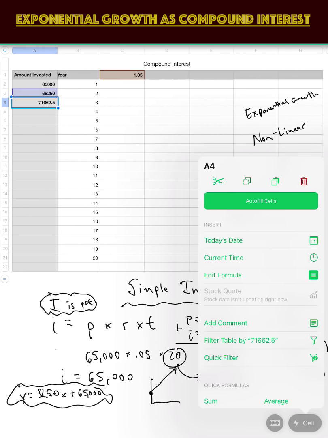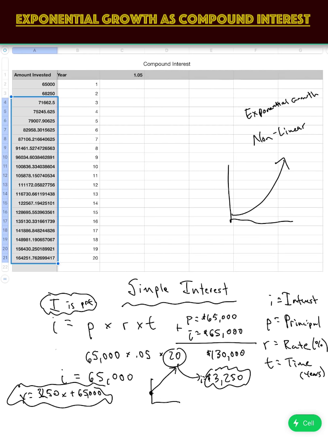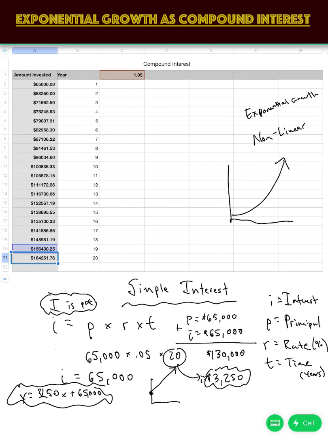I'm going to drag this down. You can see after year 1, it was a little bit different, but over 20 years, this becomes a major difference. So you can see that in comparison to ending with $130,000, we actually end up with $164,251.76 over the same amount of time, and that's because of the compound interest. That's because we are earning interest on the interest. And that, as shown on a graph, is exponential growth, and it's nonlinear growth. It's different than simple interest.